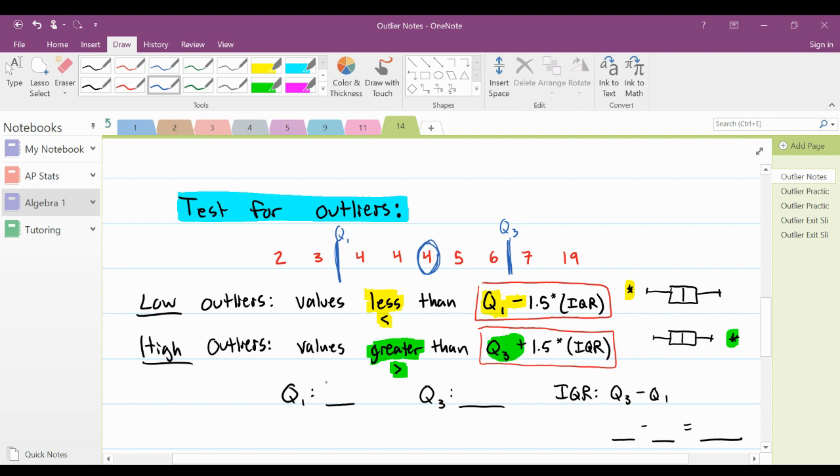And right between 3 and 4 is 3.5. Between 6 and 7 is 6.5. So I found my Q1, I found my Q3. That's the first step. Then we've got to find the IQR, which I know is the difference of Q3 and Q1. So 6.5 minus 3.5 gives me an IQR of 3.